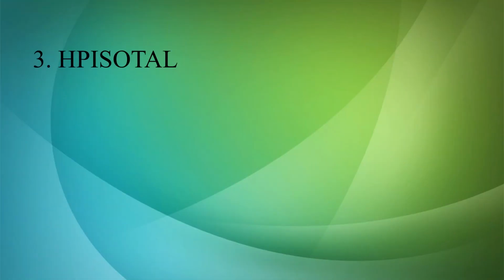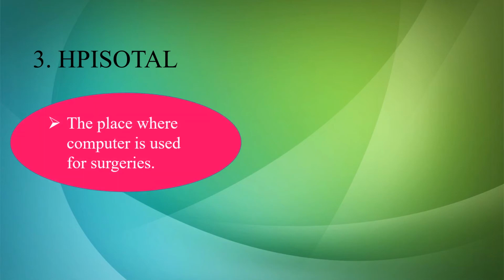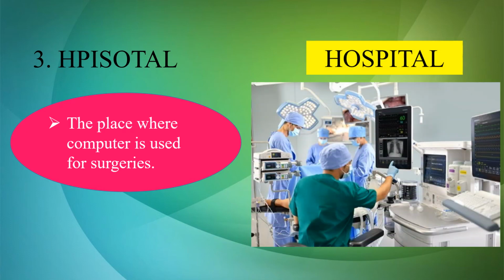Here this is our next word. The hint for this word is the place where computers are used for surgeries. So which place are computers used for surgeries? What will be the answer? Answer is hospital. Hospitals use computers for surgeries and also maintain the patient records.